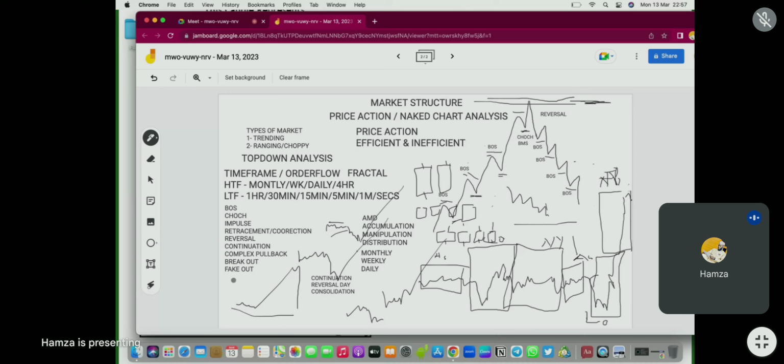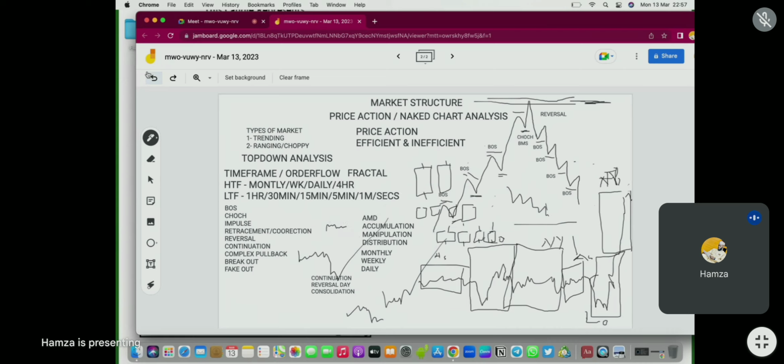And a continuation day is a situation whereby the London session had a move to the upside, and the New York session continued that move. That's a continuation day. And a consolidation day is when the London session fails to give us a clear direction, and the New York session also fails to give us a clear direction. So that's a consolidation day. So you see, guys, it's slowly making sense.